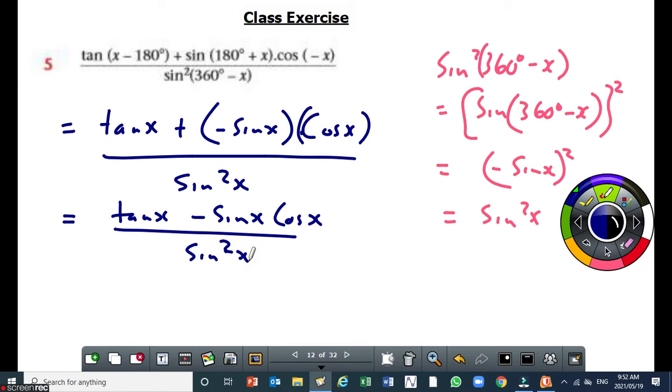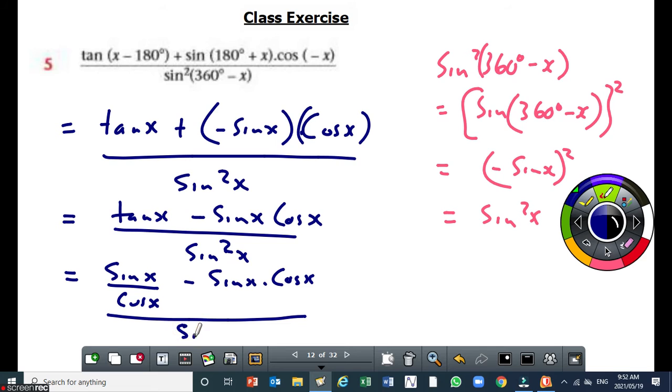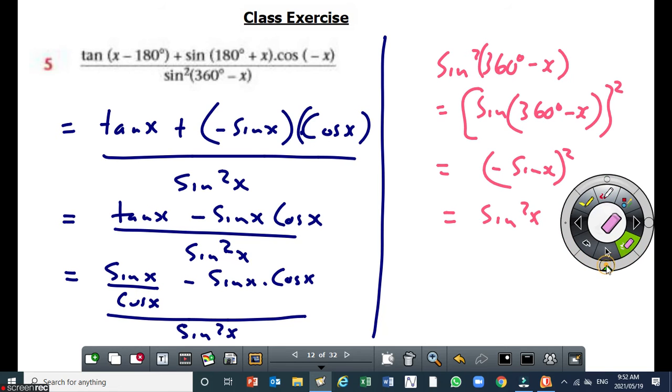Now to carry on here, convert the tan to sine over what? Over cos. Whenever you see tan, when you're dealing with reduction, convert it to sine over cos. So this will become sine x over cos x minus sine x times cos x, and that's all over sine squared x. The knowledge of algebra is very, very important. Okay, let me erase this and carry on there.